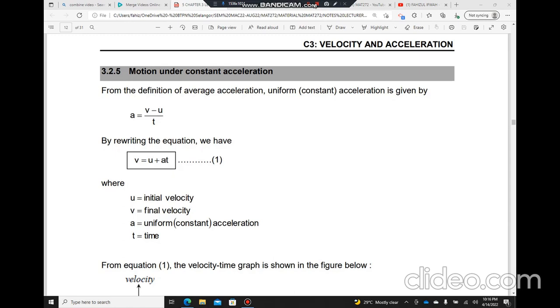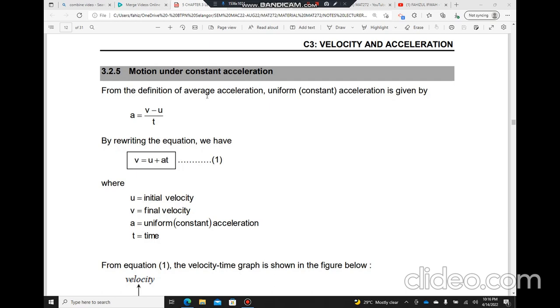3.2.5 motion under constant acceleration. From the definition of average acceleration, uniform or constant acceleration is given by a equals v minus u over t. By rewriting the equation, we have v equals u plus at, where u equals initial velocity, v equals final velocity, a is equal to uniform or constant acceleration and t is time.